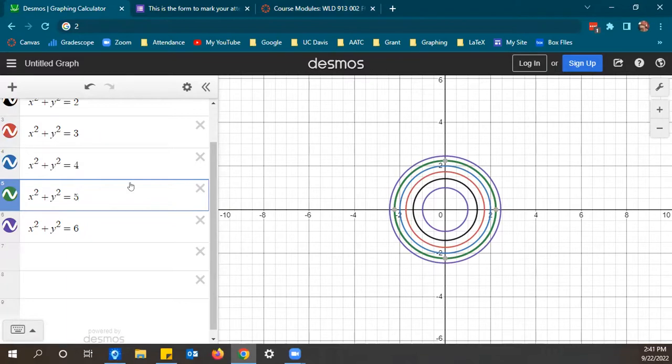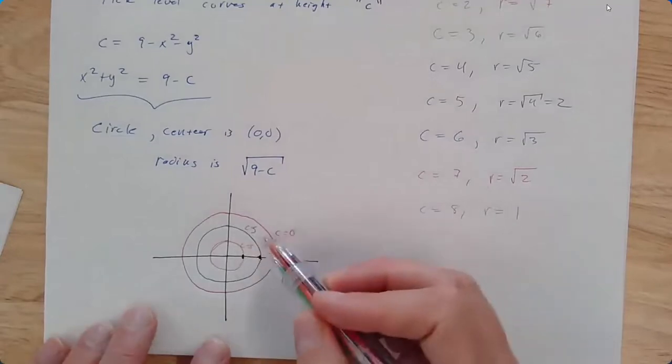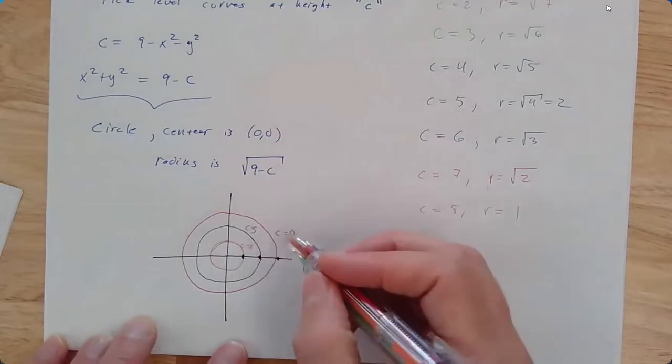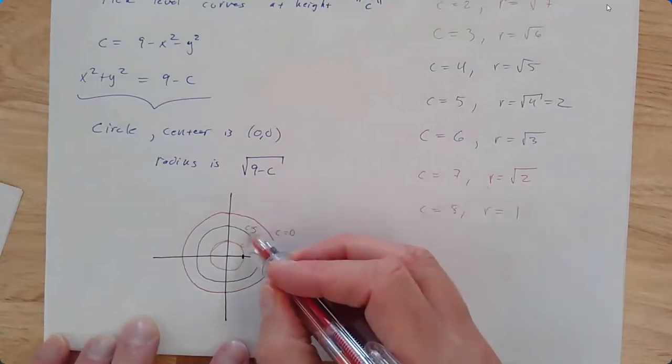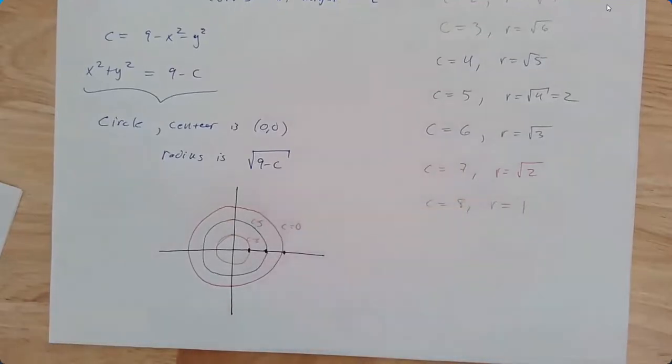So looking at what I drew instead, if you weren't using Desmos, I can see that these are equally spaced apart, but for unequally spaced values of C, right? From here to here, C went up by 5. So I increased 5 and my radius got 1 smaller. And from here to here, I went up by 3. I increased 3 and my radius got 1 smaller. Those are also not equally spaced out because I'm not going as much in as I am going up.